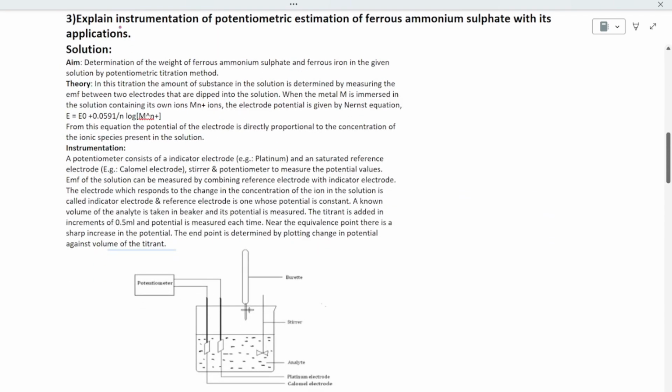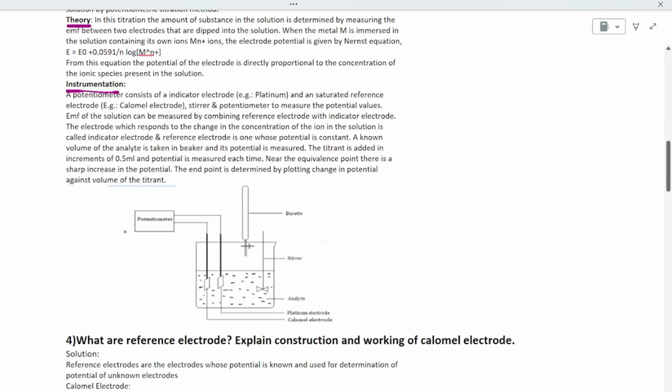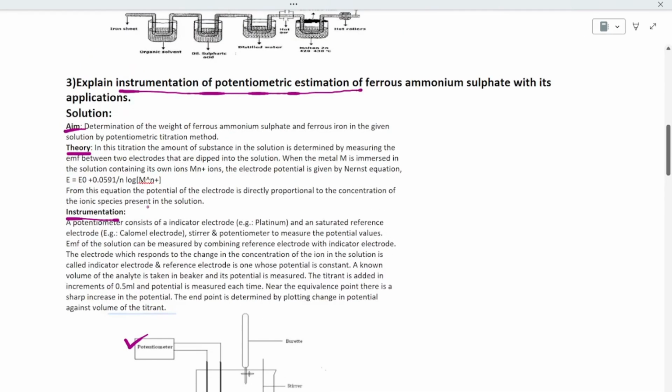And next, explain instrumentation of potentiometric estimation of ferrous ammonium sulfate with its applications. Here is the aim and theory, it is a very important theory. Instrumentation with diagram, you can go through it.